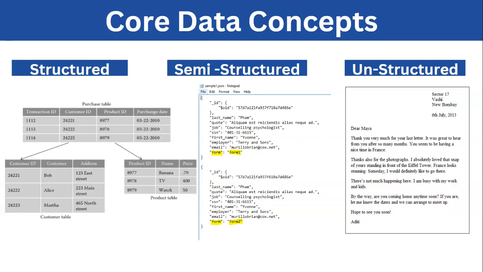Okay, so in the domain of data, we are basically dealing with three types of data, that is structured data, semi-structured data, as well as unstructured data. Okay, so first of all, I'm going to cover what unstructured data is.